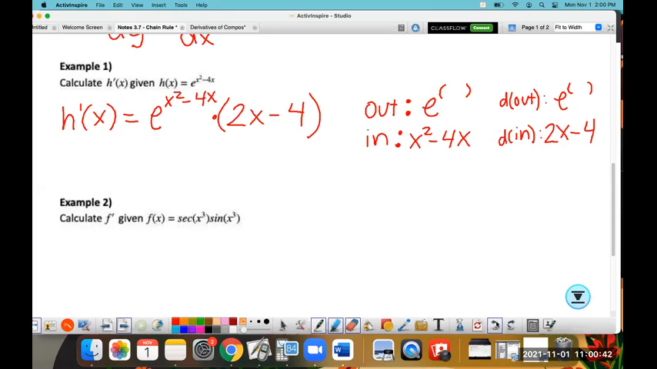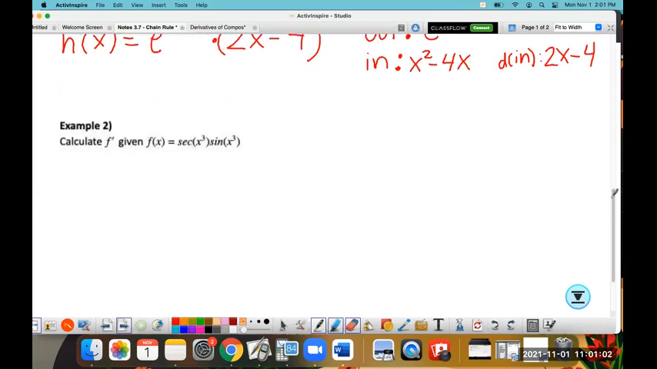Okay. Example 2. Can anyone tell me what they think the chain rule is going to be like? What's the inside, what's the outside? It looks a little weird. Inside is x cubed. Inside is definitely x cubed. Mason? It's outside c times. Yes and no. So those are both outside functions, but not necessarily together.